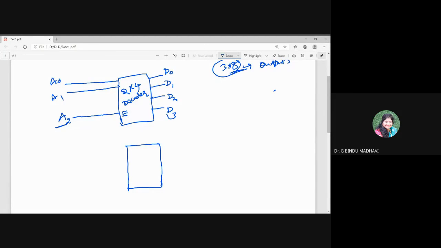Next, like that we can have one more decoder, another 2 by 4 decoder. What are the other 4 outputs? If you consider this as the first one, what are the other 4 outputs? What we are doing is combining 2 decoders. First decoder outputs are D0 to D3. Yes, D4, D5, D6 and D7. What about the inputs? I am taking the same inputs as they are.